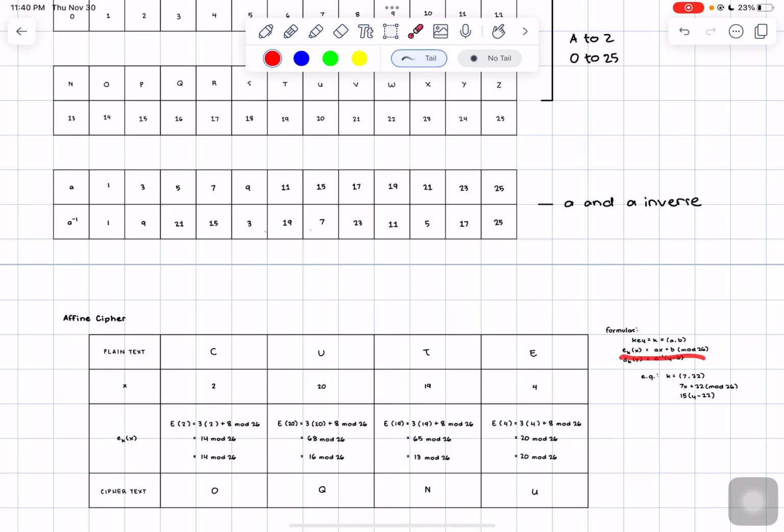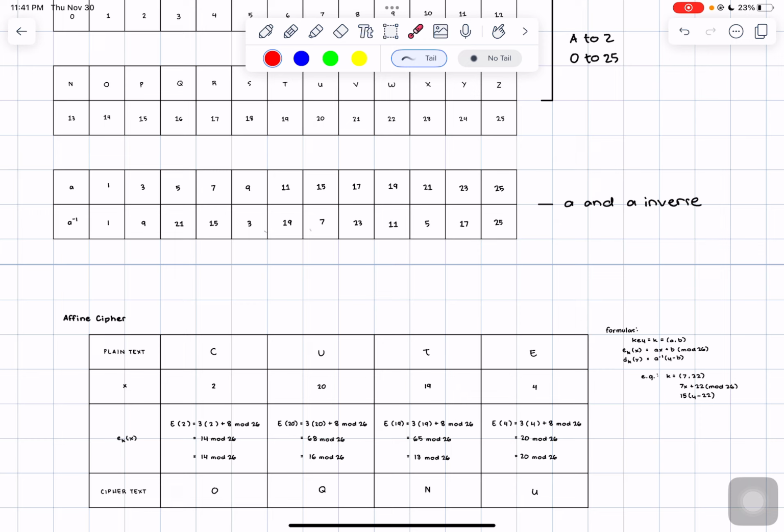So in encryption, we have ax plus b mod 26, while in decryption, we have a inverse multiplied by y minus b. This is our key. So for example, if we have our key 7 and 22, we would just substitute the numbers to get the encryption and decryption. So that's 7x plus 22 mod 26 for encryption and 15. Why? Because 15 is our inverse for 7. So 15 multiplied by y minus 22.